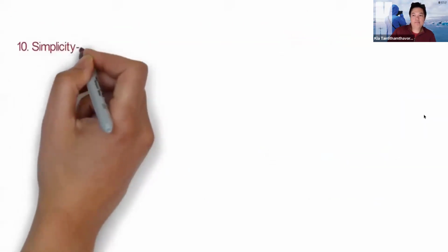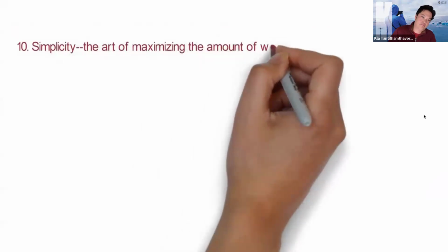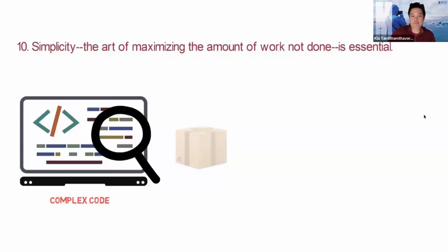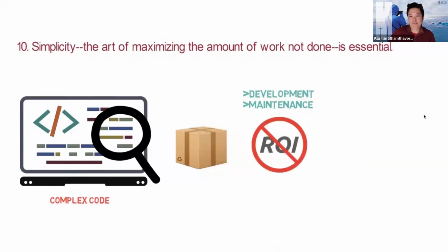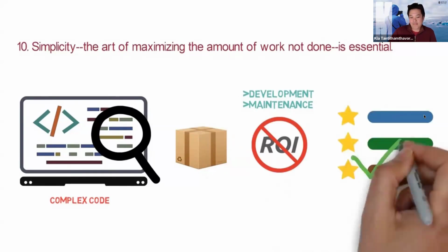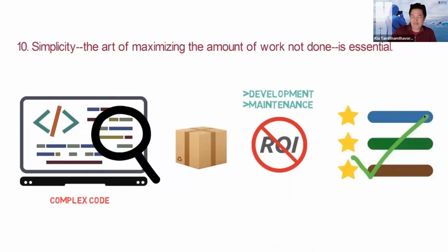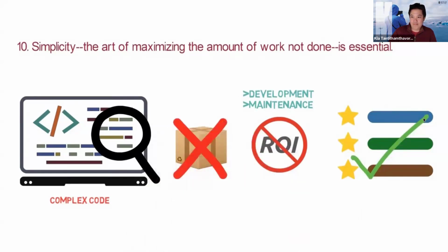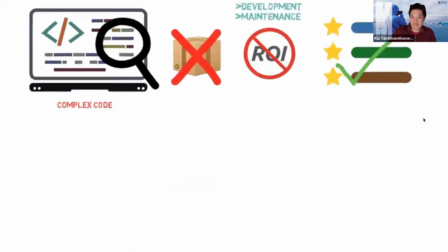10th principle. Simplicity. The art of maximizing the amount of work not done is essential. More features make a product more complex. Complex code is difficult to test, maintain, and develop. Sometimes products have features which are so rarely used that their development and maintenance results in a negative ROI. Therefore, it is better to create a product which does a few things extraordinarily and is completely useful for someone, rather than creating a software which tries to do everything, does nothing extraordinarily, and is not useful to anyone.